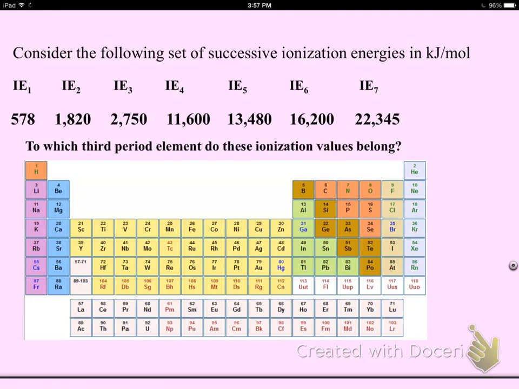So let's try this one. It says, consider the following set of successive ionization energies in kilojoules per mole. And here we have the first electron, second electron. We call them ionization energy 1, ionization energy 2, and so on. And we want to know to which third period element these ionization values belong. So think about it for a second. Pause me, and then come back and try to answer the question, and I'll explain it. Okay, go try. Okay, welcome back.